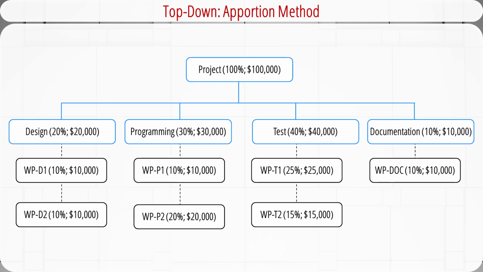Here is an example of the Apportion method. It allocates project costs using the work breakdown structure of a software development project. We assume that the total project cost is known and estimated to be $100,000. It has 4 major deliverables or development phases. Based on historical data of similar projects, design will account for 20% of the total cost, that is $20,000. Programming 30%, or $30,000, and so on.